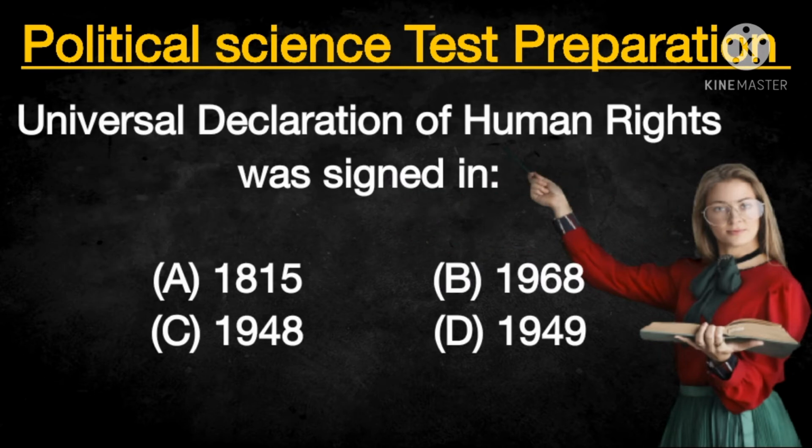Question: Universal Declaration of Human Rights was signed in A. 1815, B. 1968, C. 1948, D. 1949. Its correct answer option C, 1948.